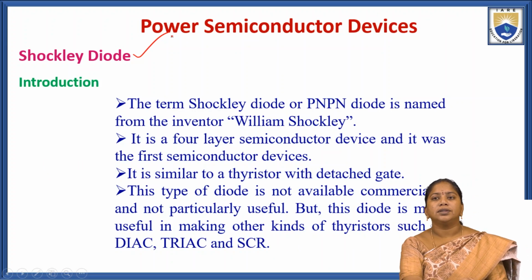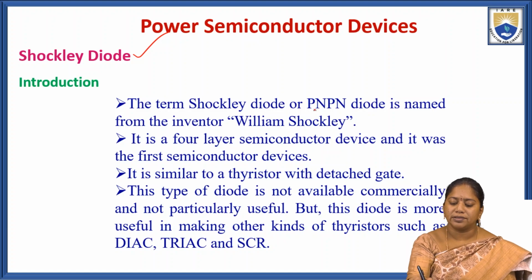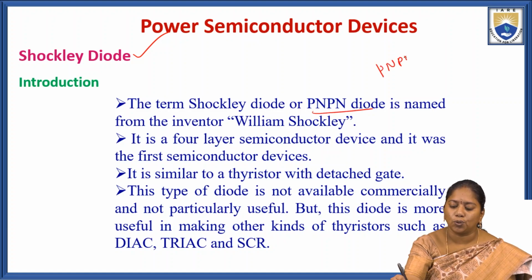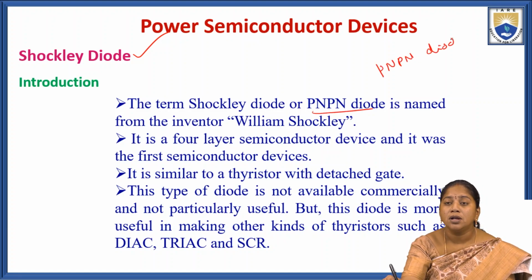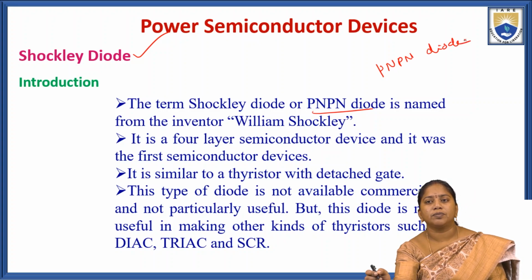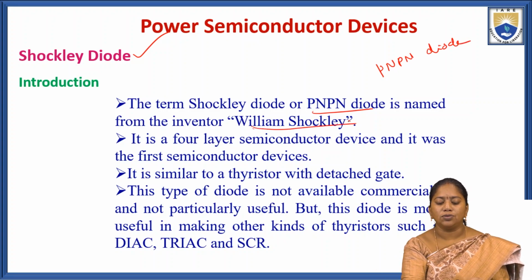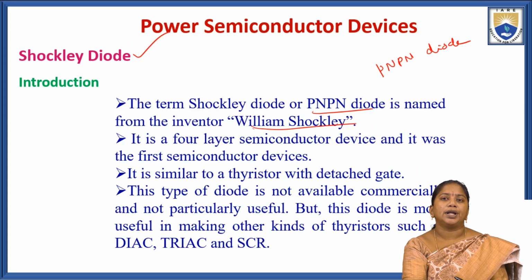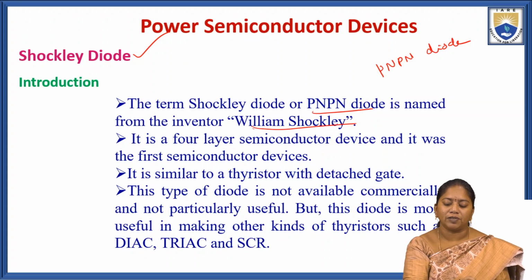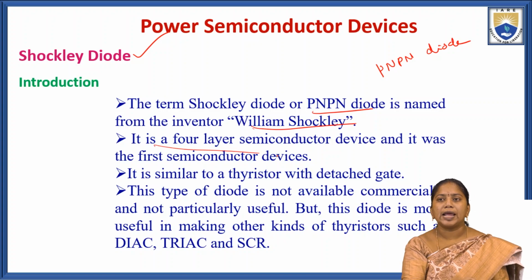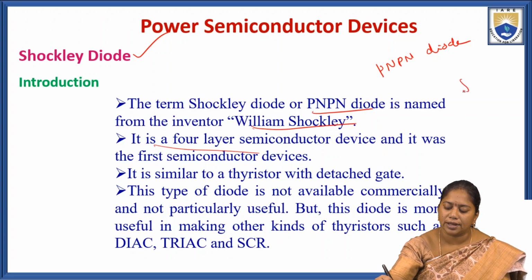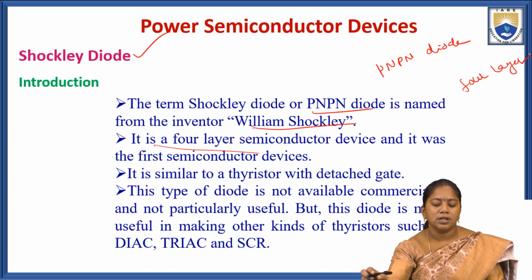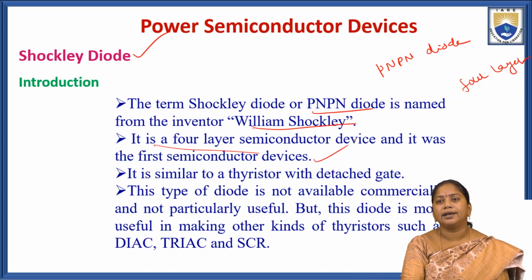So, introduction. The Shockley diode is also known as the PNPN diode. It is named after its inventor, William Shockley, who is the founder of the Shockley diode. It is a 4-layer semiconductor device, and it was the first semiconductor device.